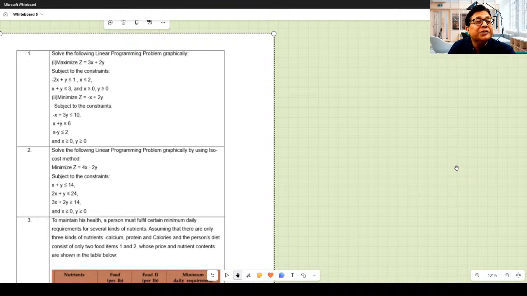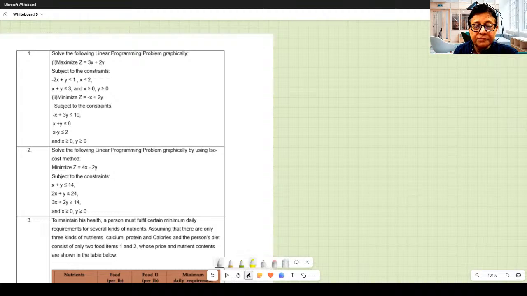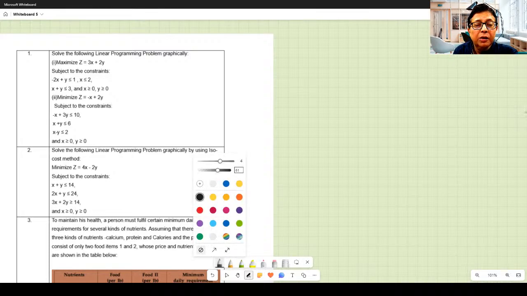So first problem I have chosen a maximization problem. I will show you by both the methods how to solve this problem. For number 1, it is maximize. You can see the problem I have shared with you here. Z is equal to 3x plus 2y subject to the constraints. What I have told you in the last class, you have to plot the constraints properly.